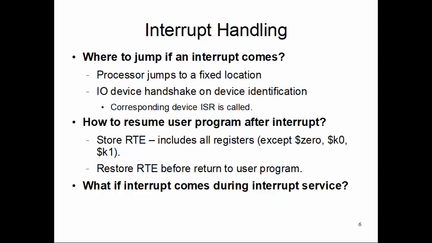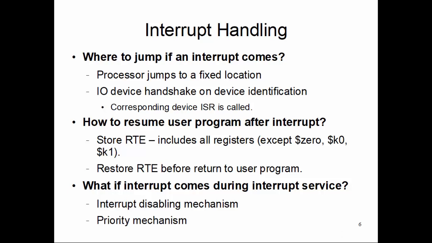Now the other question is, what if an interrupt comes during an interrupt service routine? It can happen, it's a physical world, right? So there has to be some interrupt disabling mechanism through which the system tells, hey, I'm not going to take any more interrupts because I'm busy servicing another interrupt. And on top of that, we possibly want to build a priority mechanism, because some interrupt services are probably lower priority than other, higher priority interrupts.